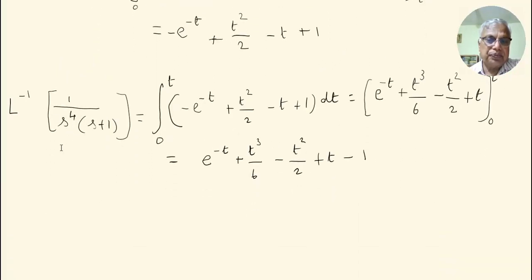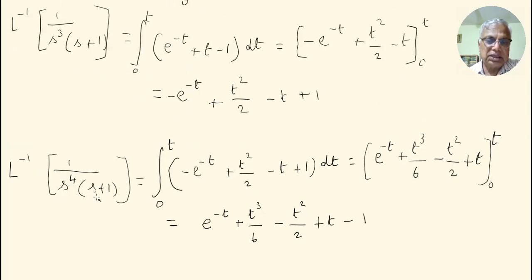Now similarly 1 by s power 4 into s plus 1, this is this function by s. So inverse of this will be integral of this from 0 to t. So if you do that integration, if you substitute this and integrate, you are going to get this. Minus this is plus, integral is plus e power minus t, then t cube by 6, minus t is minus t square by 2, integral of 1 is plus t. If you substitute the limits, upper limits are same, lower limit only this minus 1.